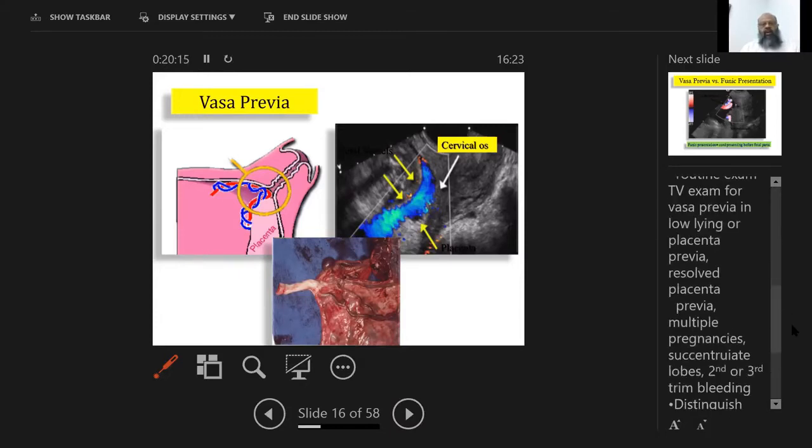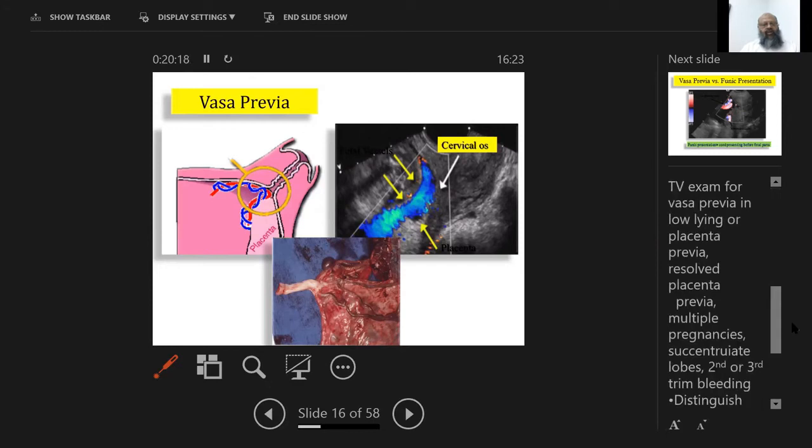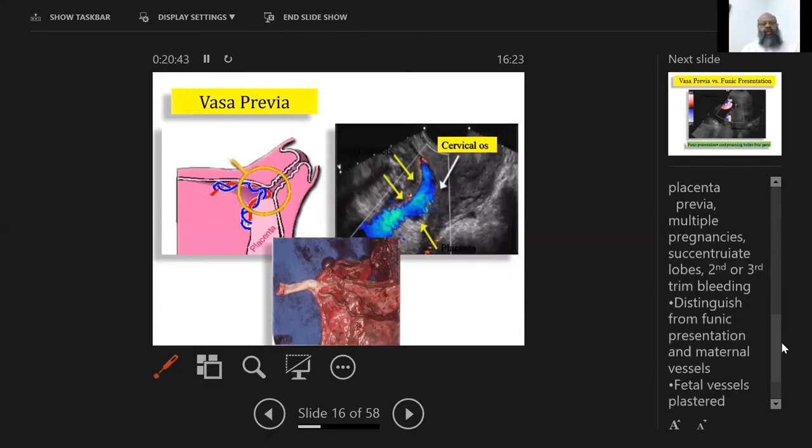Another important thing is that when there are multiple pregnancies, then we also have to look for vasa previa, because once we have twins or multiple fetuses, we usually start performing their biometry and looking for anomalies, and we forget about vasa previa. One of the umbilical cords can be the presenting part in such cases. Similarly, we can have succenturiate lobes along with vasa previa, so color Doppler scanning will be important.